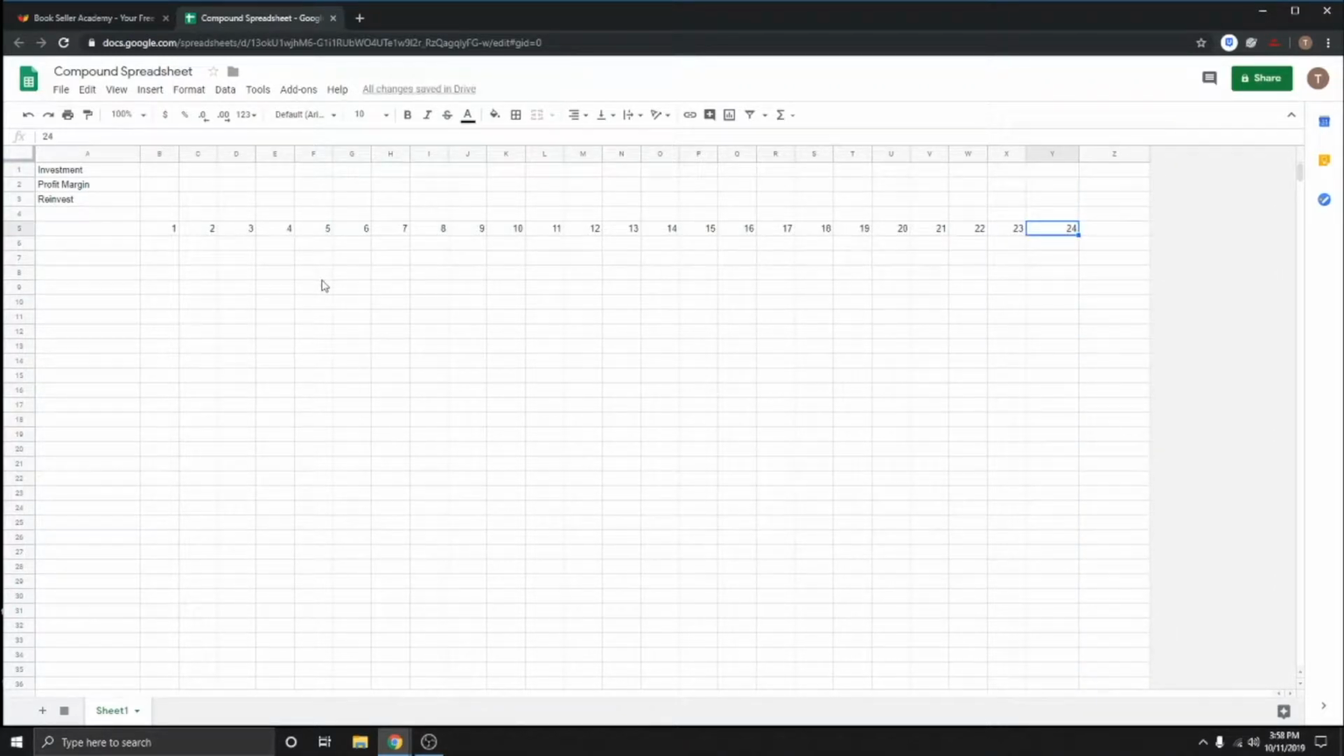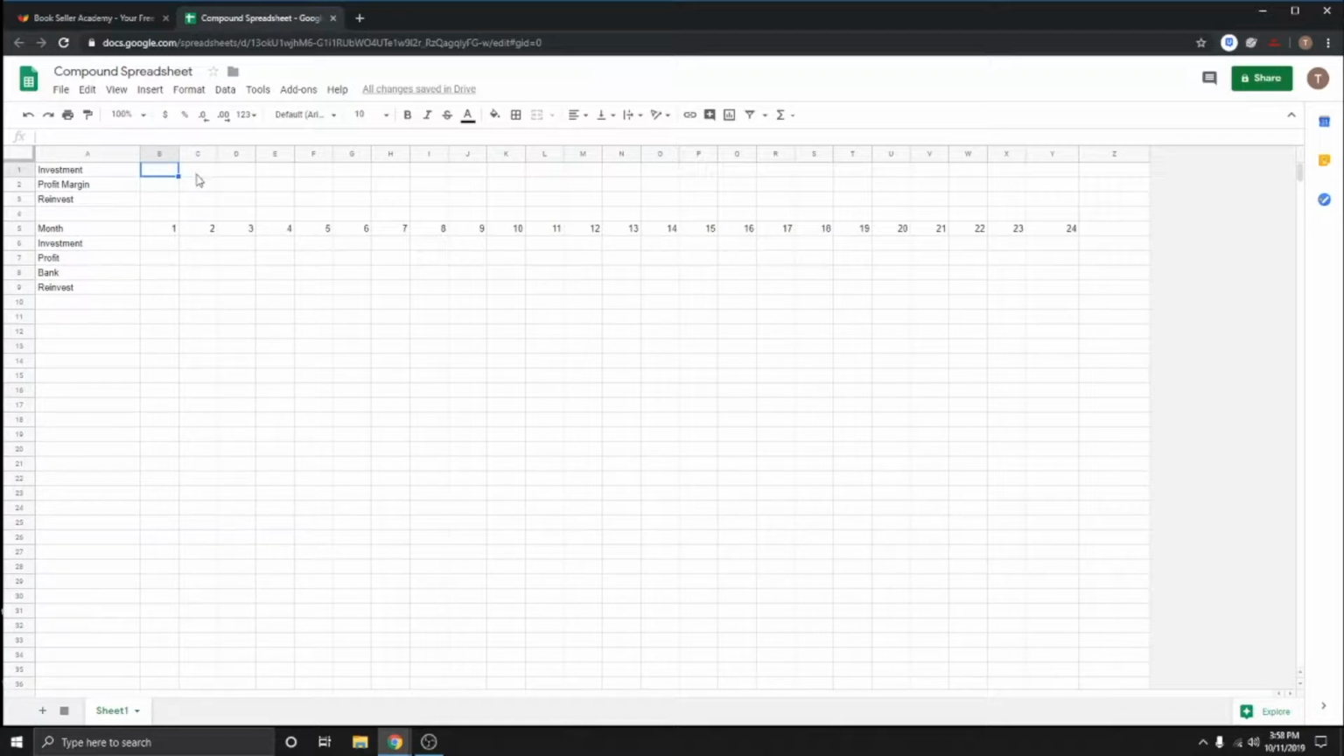24 months, 2 years. So this is the actual month, right? And then the investment amount. What's the profit from the investment? How much goes into your bank, investment and profit at the end of the day? And then we need to calculate how much we need to reinvest.